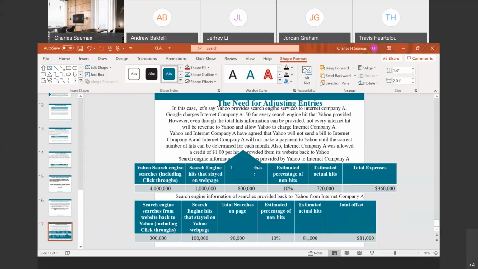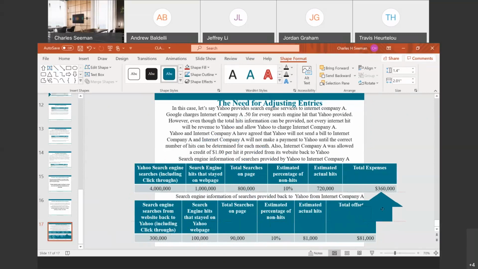As part of our agreement with Yahoo, Yahoo will not send a bill to Internet Company A, and Internet Company A will not make a payment to Yahoo until the correct numbers of hits can be determined for each month. Why is that? Think about the efficiency. If I get a bill from Yahoo for 4 million hits, I'm going to multiply that by 50% and send them a check for $2 million. And then once all these other numbers come through, they're going to have to issue me a credit for $640,000.